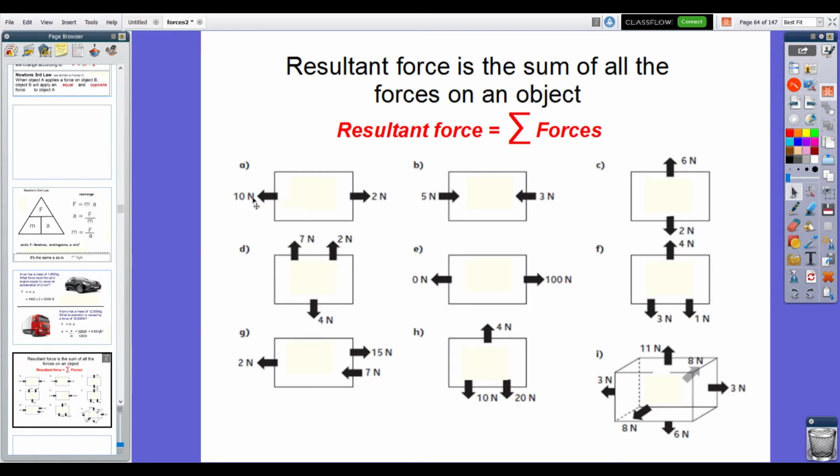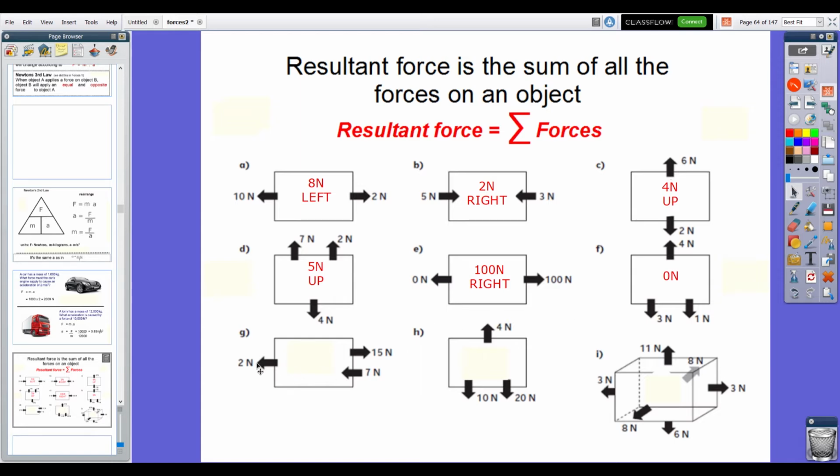So let's just look at these. 10, 2, that's going to be 8 newtons to the left. Let's try and do these together. 5 and 3, 2 newtons to the right, 4 newtons up, 7 and 2 makes 9 up, minus 4, 5 newtons up, 100 newtons to the right. These totally cancel out. These got 0 resultant force on it, so there's no direction there.